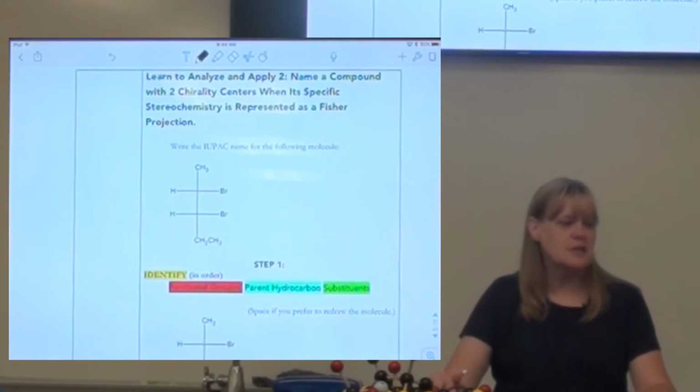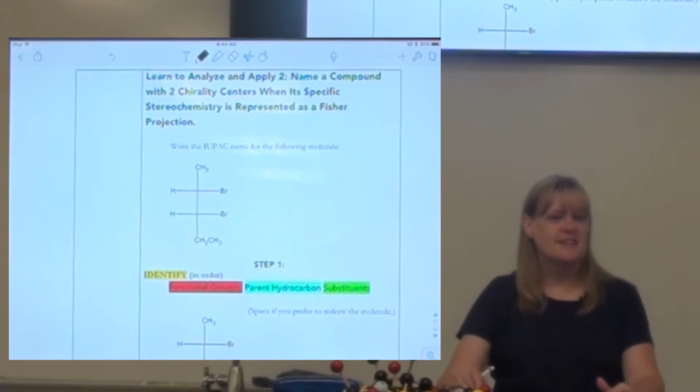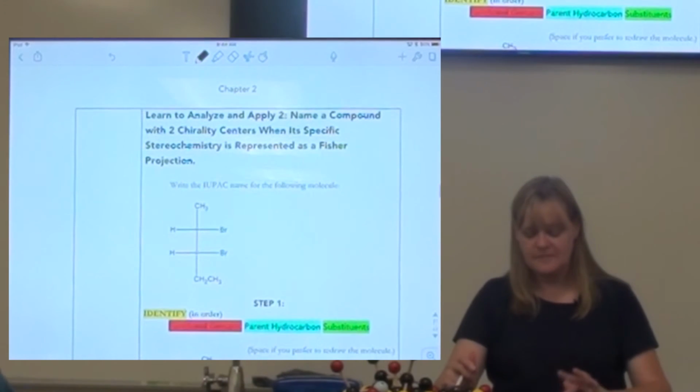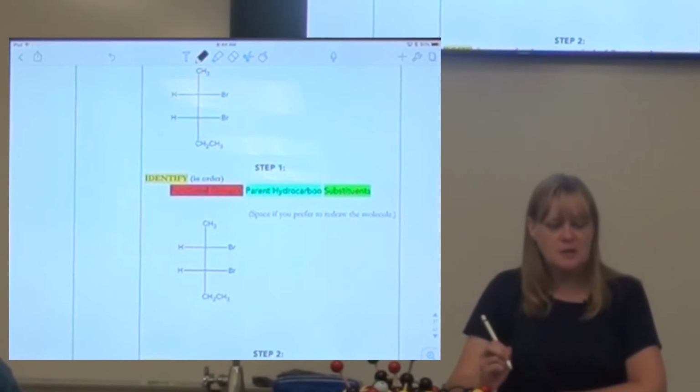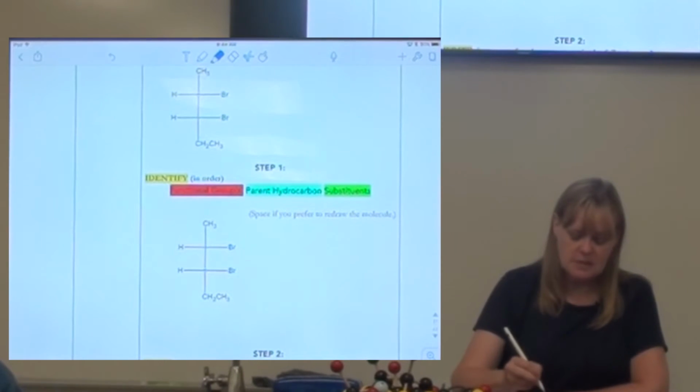All right, now you got 2 chirality centers. I'm going to let you try and work through it a little bit instead of going step by step with you, just to see how you're doing.